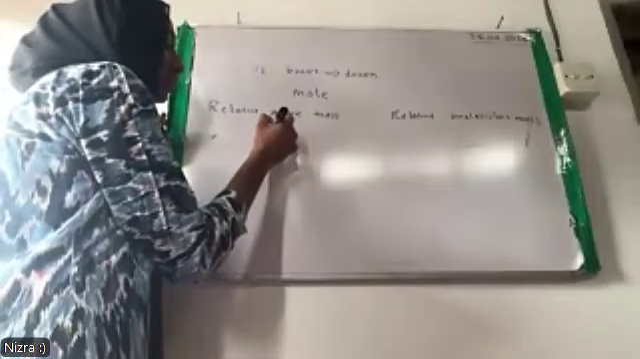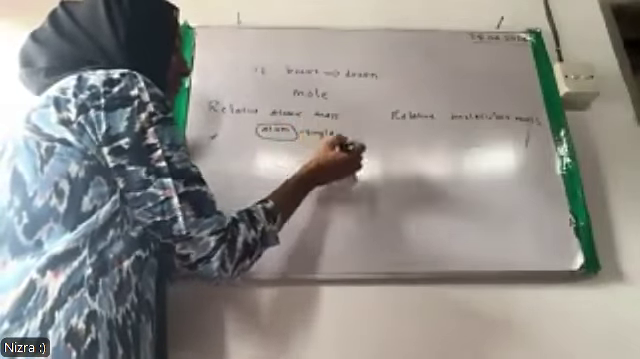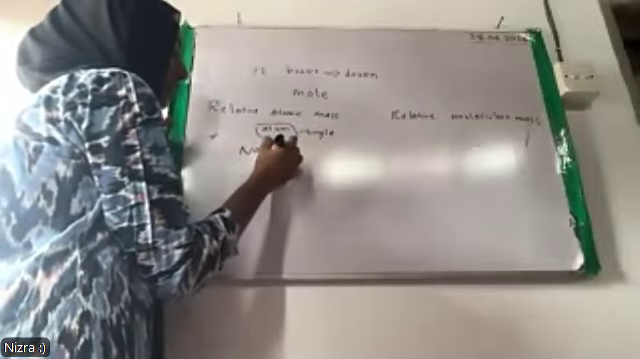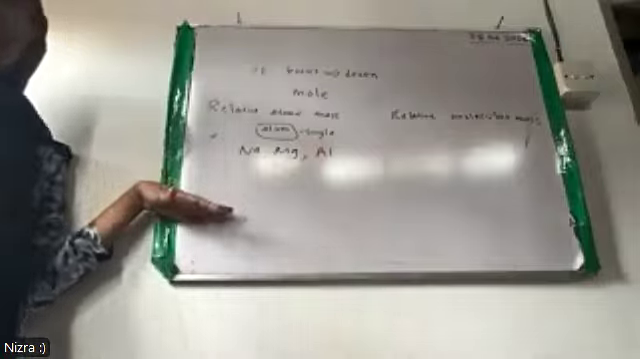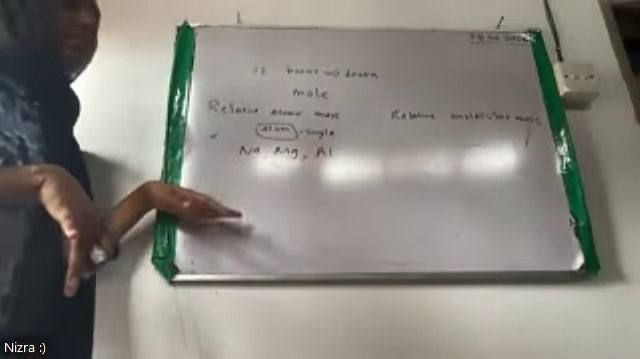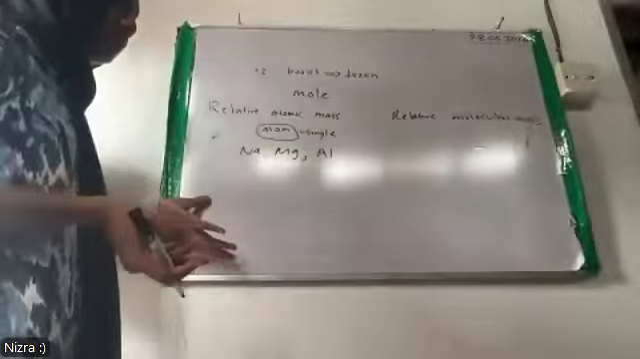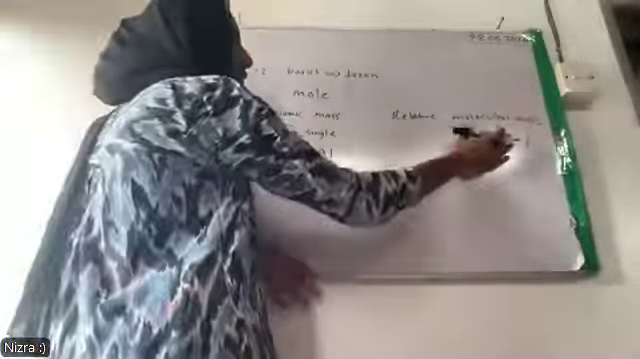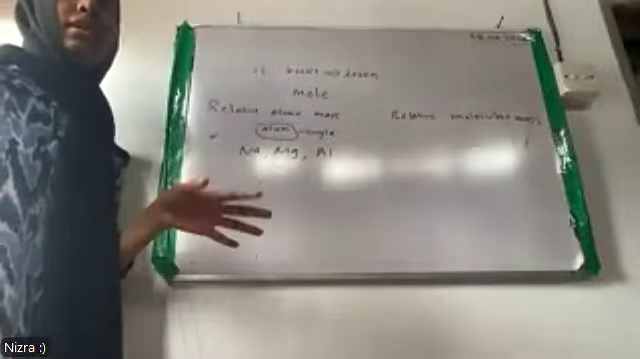Relative atomic mass is for atoms, that means just single elements like sodium, magnesium, aluminium. Likewise for single elements, we define the relative atomic mass. This is basically the mass of the elements. If it is a molecule, a molecule is composed of more than one element.